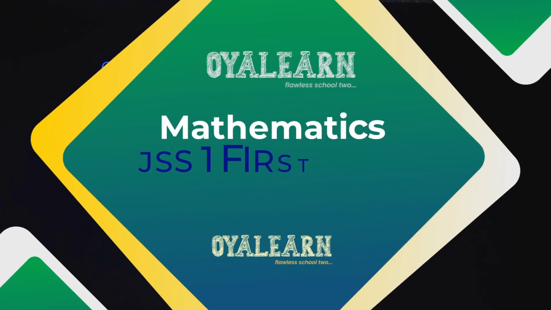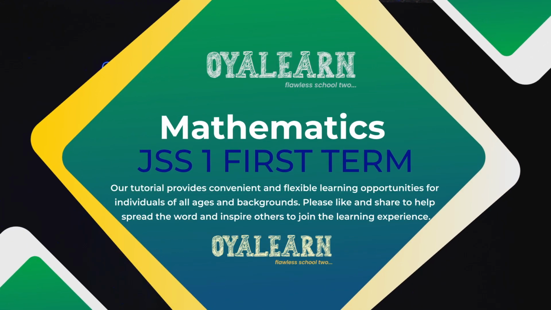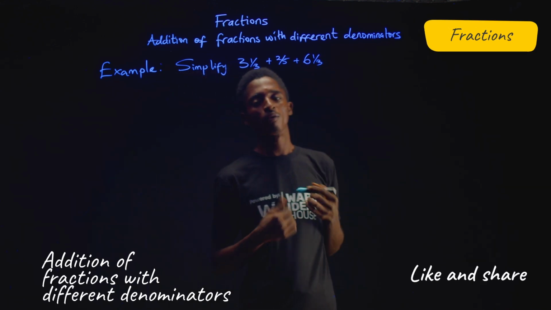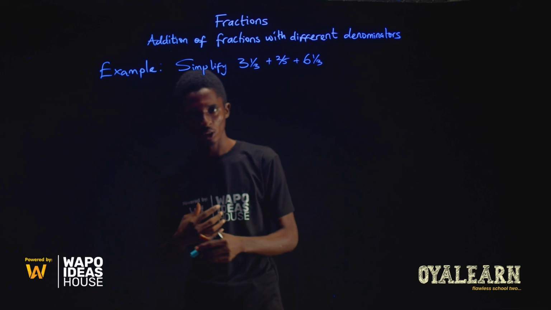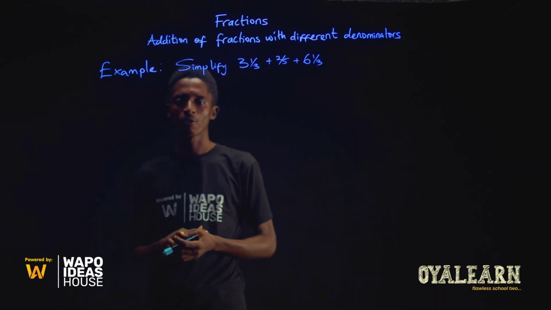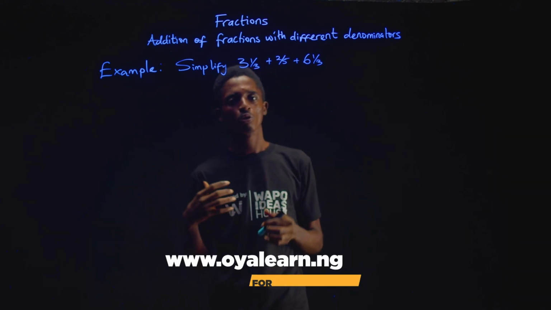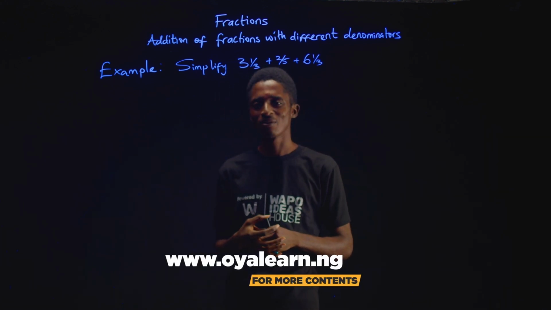Now you try to simplify 3 whole number 1 over 3 plus 2 over 5 plus 6 whole number 1 over 3. You can pause the video and try this out yourself. Then you compare your result with the solution gotten at the end of this video.